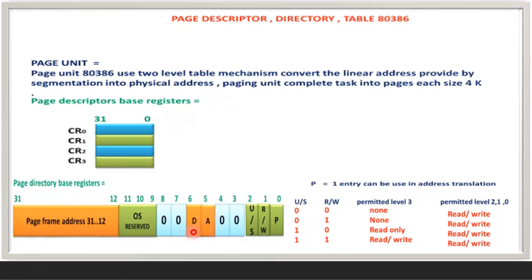Then the D bit. The D bit is set before a write operation to the page. The D bit is undefined for page directory entries. The operating system reserved bits are defined by the operating system.